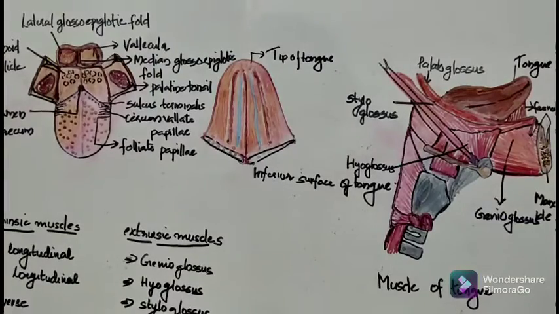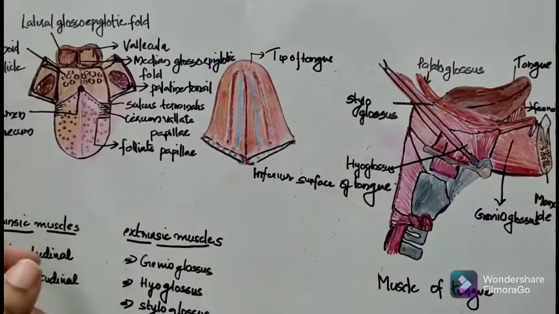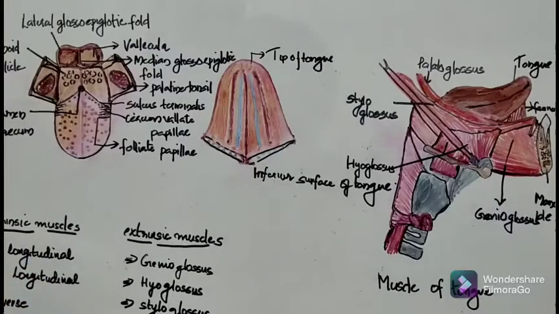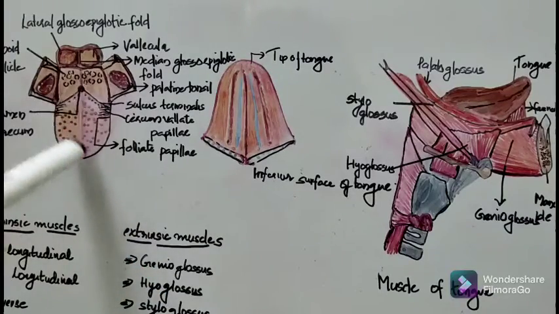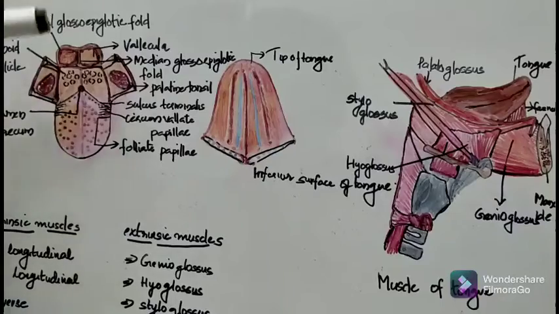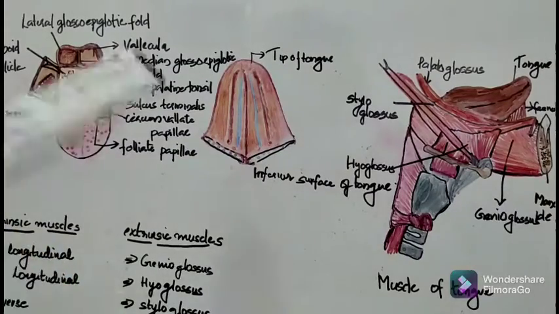Hello everyone, in this video we will continue the anatomy of the tongue. So today's topic of discussion is the papillae of the tongue and also the muscles of the tongue. So first we will discuss about the papillae. What are papillae? Papillae are projections which are present in the anterior two-thirds of the tongue, and this gives the tongue a rough appearance. And in the papillae there are the taste buds.